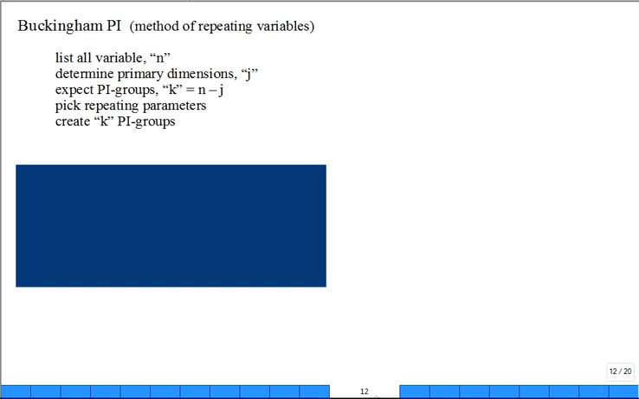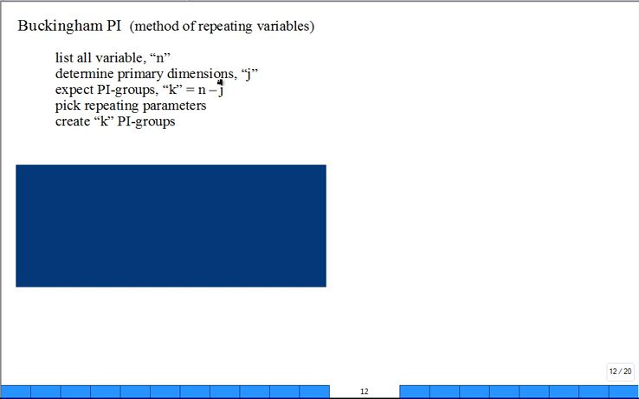So you list all of the variables that are important. You count them up, there's n of them. n is 2, n is 5, n is 7. Each one of these you have to say, is it important or is it not important, right?